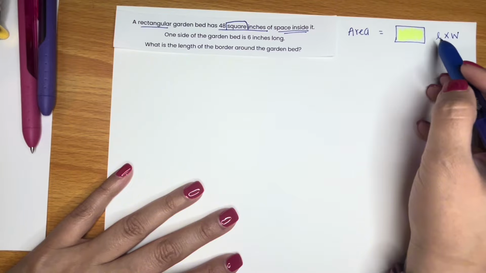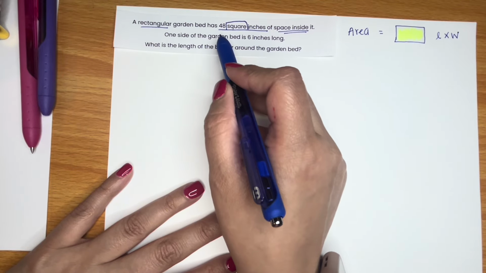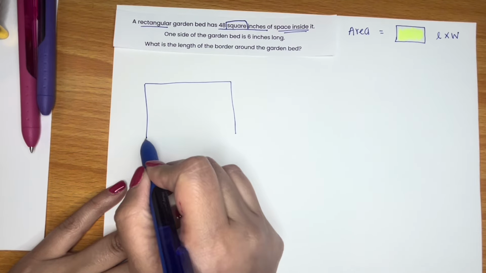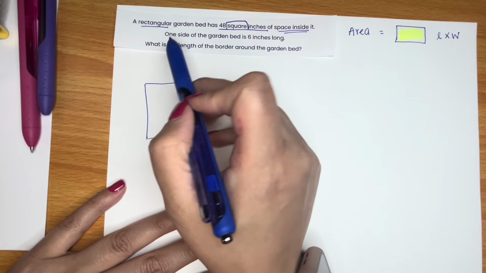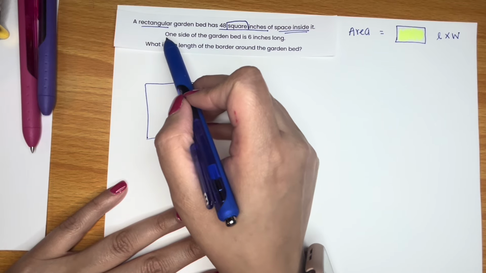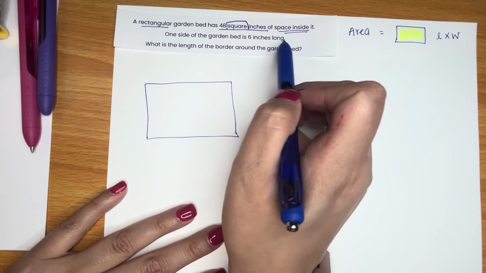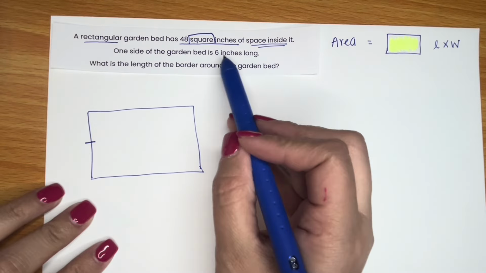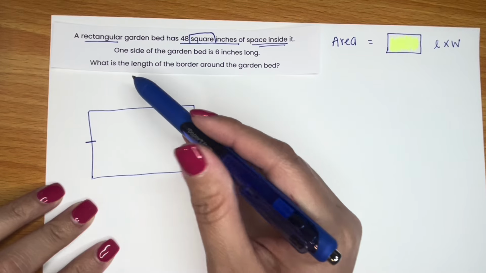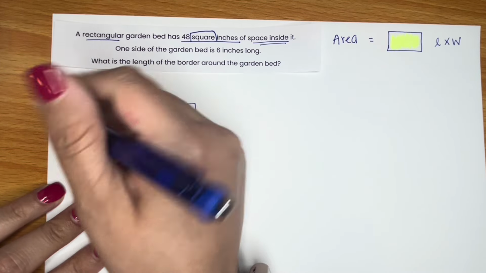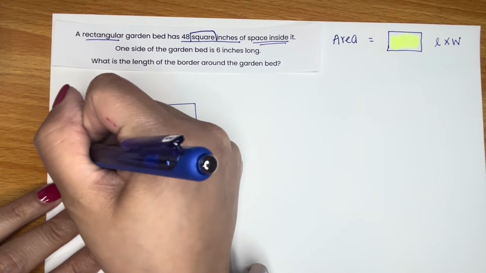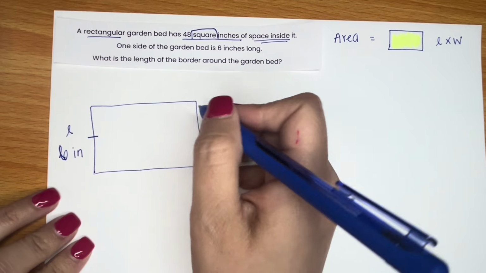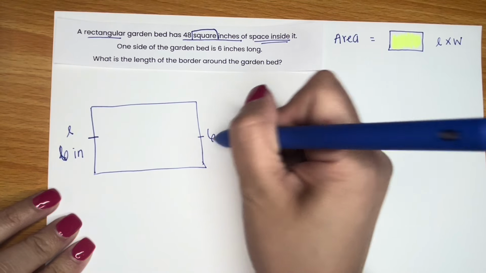So I know they multiplied something to get to 48. So I'm going to go ahead and draw my rectangle. Now they gave us another clue. One side of the garden bed is 6 inches long. So I'm going to go ahead and plug that in. It doesn't matter which side, but I'm going to put it here. I'm going to put my length is 6 inches long. If this side is 6, this side is 6.